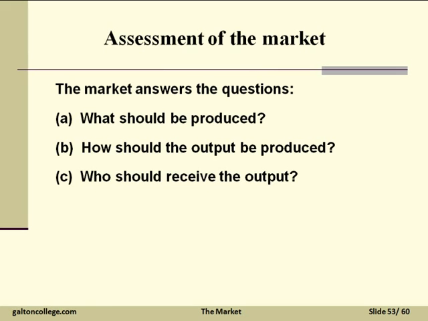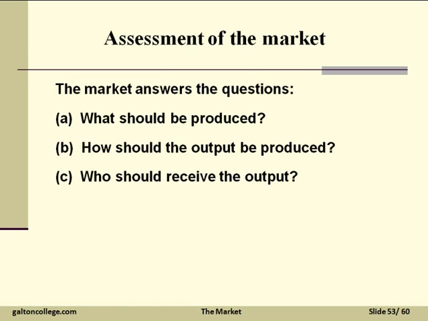Next, who should receive the output? Well, this is more contentious. You could say that people who need products should receive it. But in fact, according to this analysis, it's the people who can afford it who will receive it. The people who can't afford it won't receive it. That's the nature of the market.